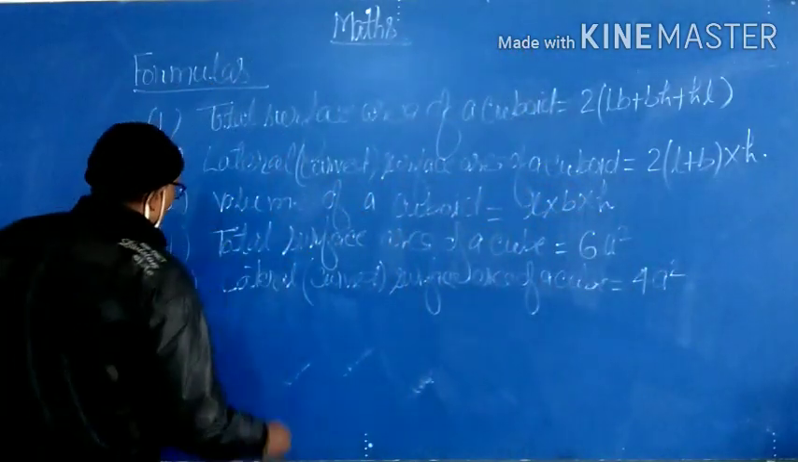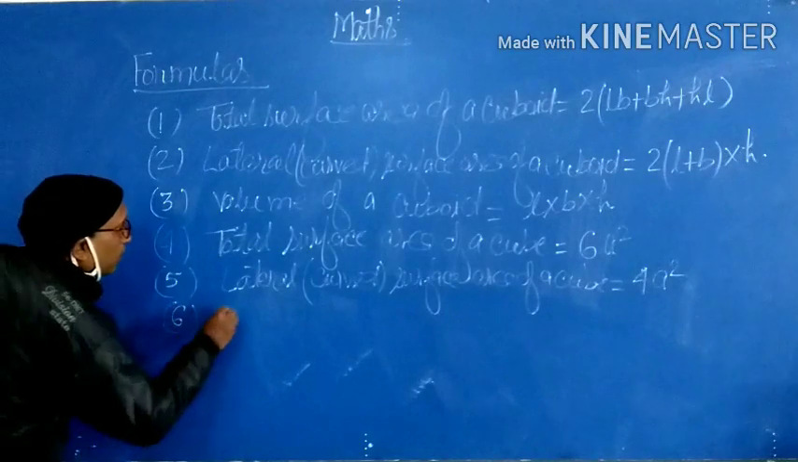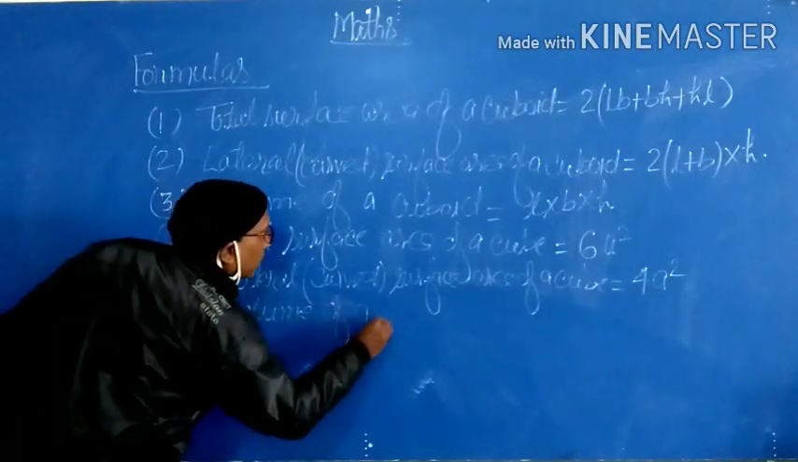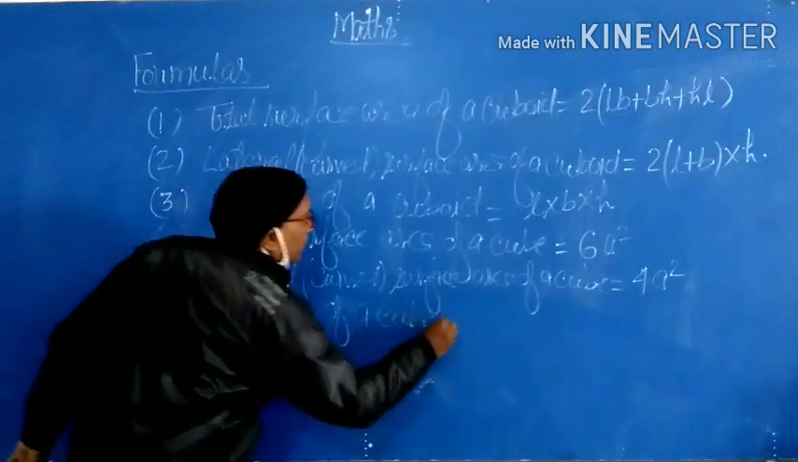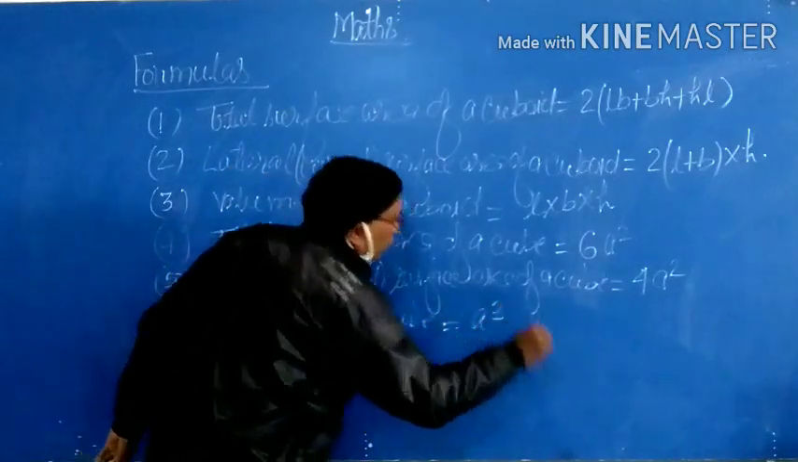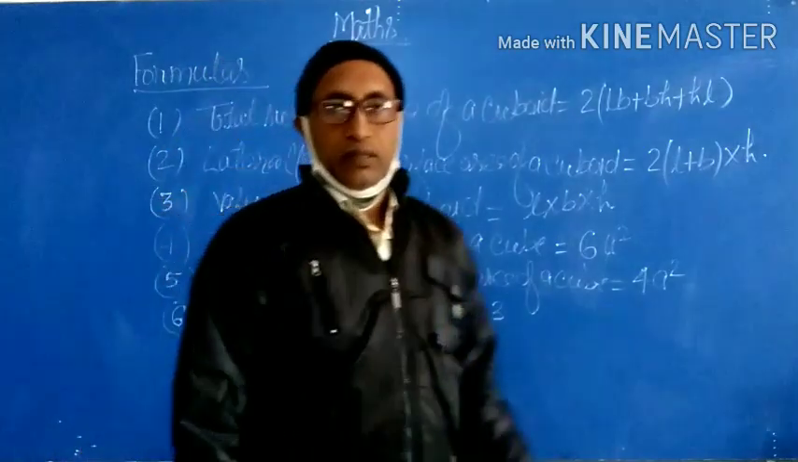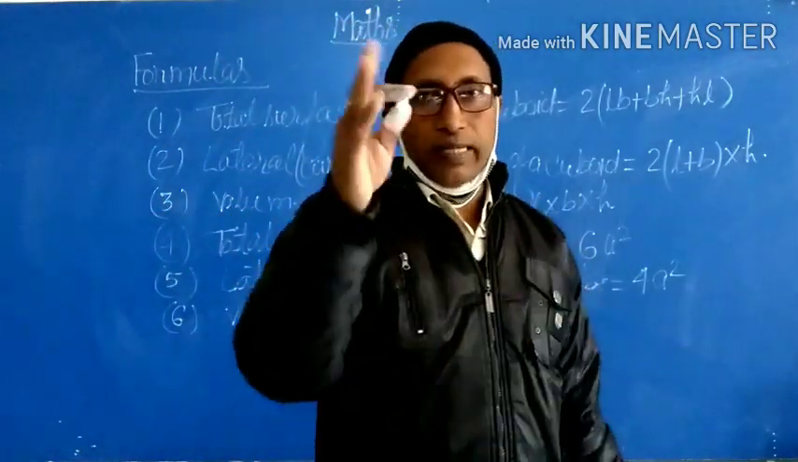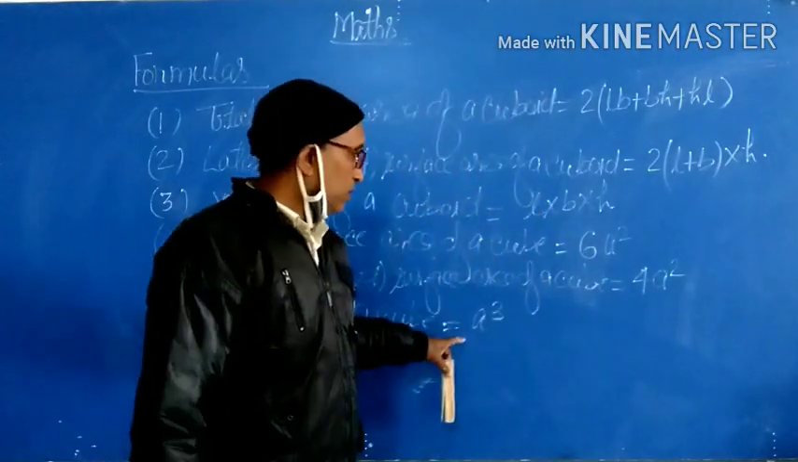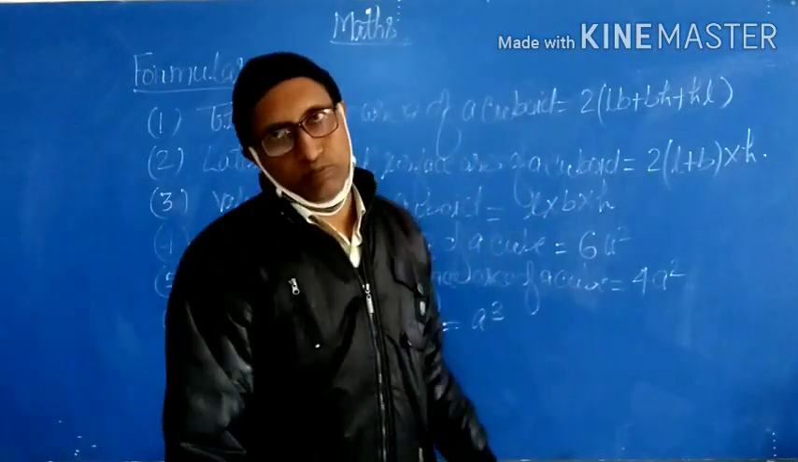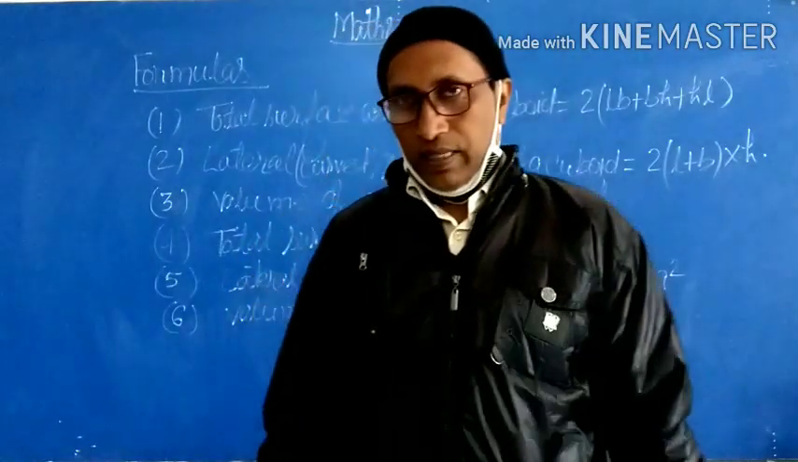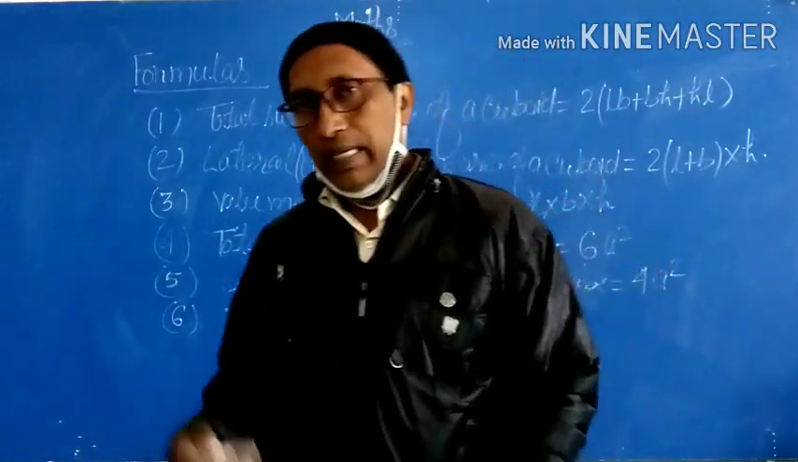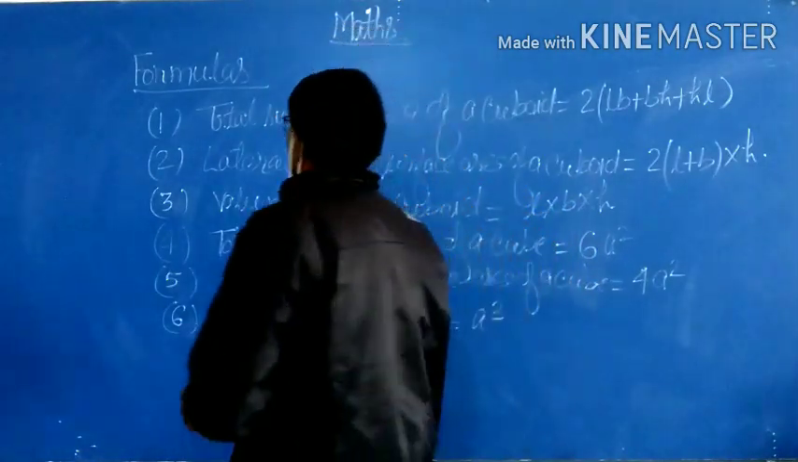Then the volume of a cube is equal to a cube, meaning side into side into side. Because all the sides are equal, therefore this is equal to a cube. In this sequence, I want to write formulas related to the cylinder.